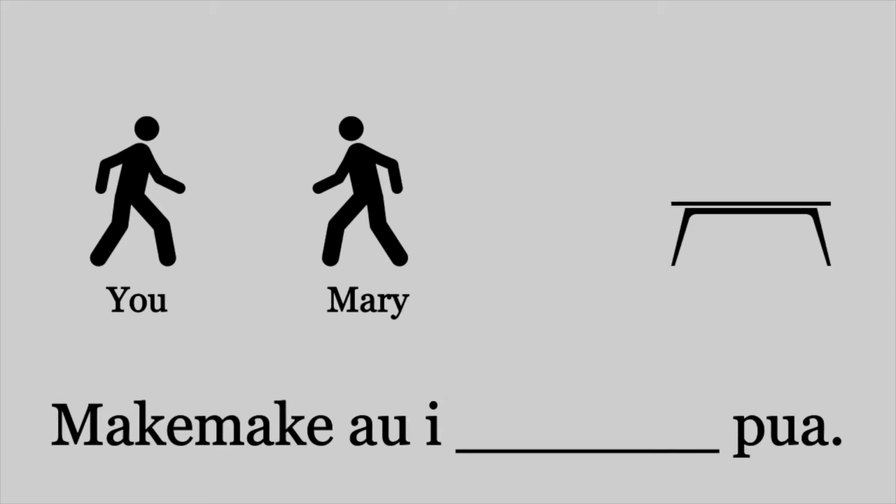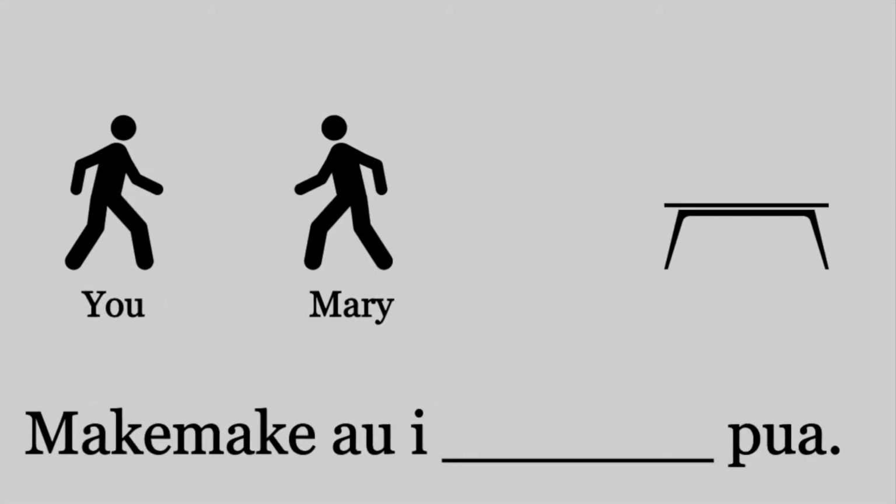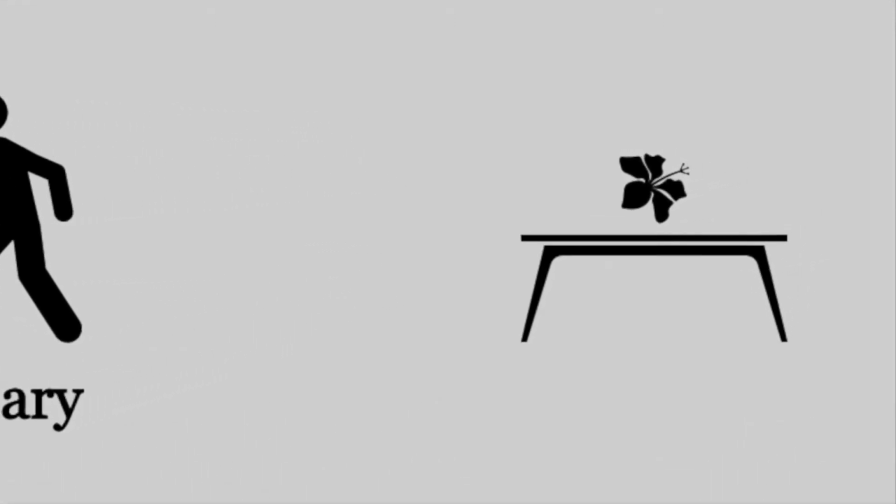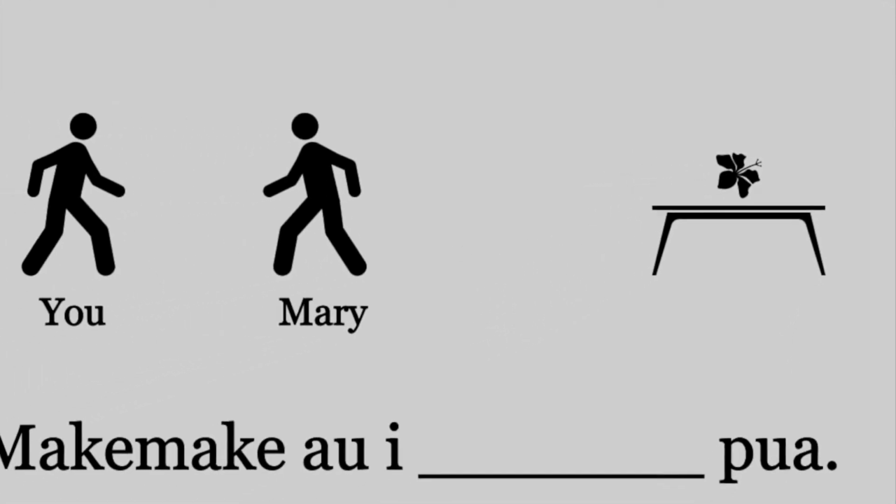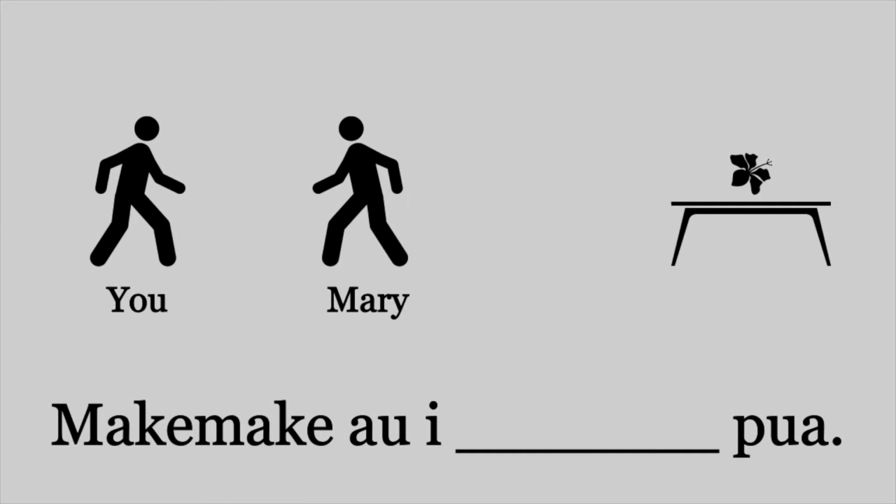Makemake, ready? Okay. So we have one flower here on the table, which is across the room from you and Mary. And you want to tell Mary that's the flower you want. You would say, Makemake au I ke la pua. Because again, the flower is far away from both you and Mary, and it's only one, so we use the singular. Makemake au I ke la pua.